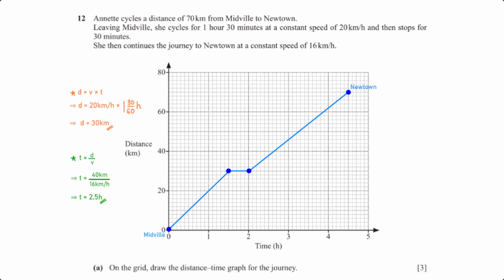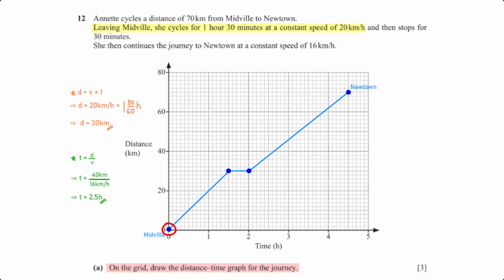Annette cycles a distance of 70 kilometers from Midville to Newtown. Leaving Midville, she cycles for 1 hour 30 minutes at a constant speed of 20 kilometers per hour and then stops for 30 minutes. She then continues the journey to Newtown at a constant speed of 16 kilometers per hour. On the grid, draw the distance time graph for the journey. Annette starts her journey from Midville at this point.